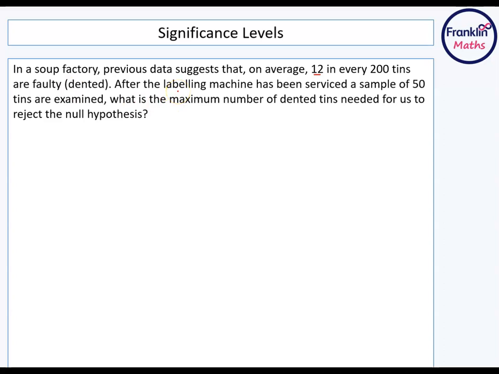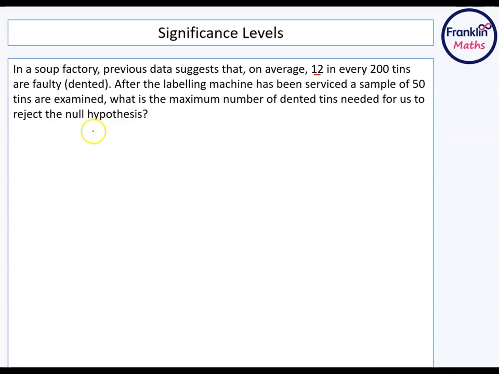We suspect that the labeling machine is the problem. It's been serviced. Sample of tins, and what is the maximum number of dented tins needed for us to reject the null hypothesis. So if you want to pause the video and have a go at that one, you can do. We have done a couple like this before, but I'm just going to go back through it.